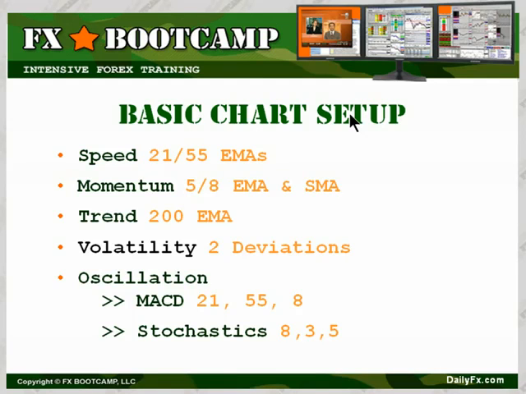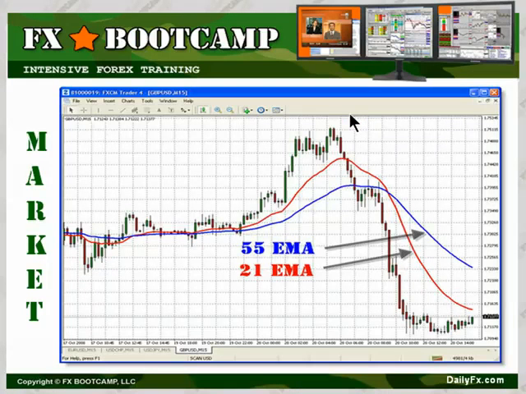For oscillators, I slow MACD down by using custom settings at 21, 55, 8, and this shows me overbought and oversold conditions of the market. And then I speed stochastics up to 8, 3, 5, and what it measures is overbought and oversold conditions for price action. Together they form a story.